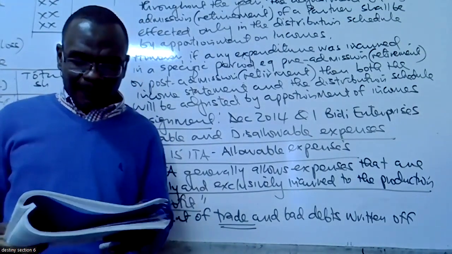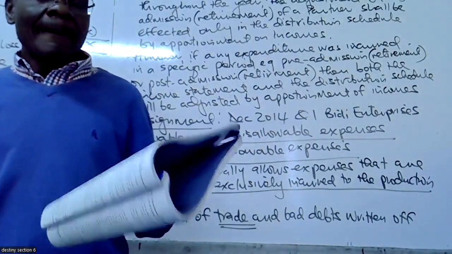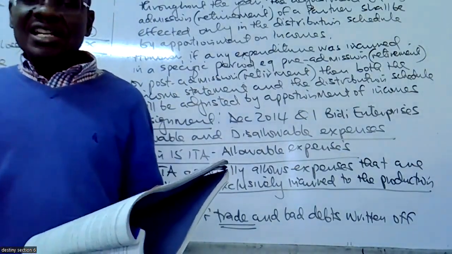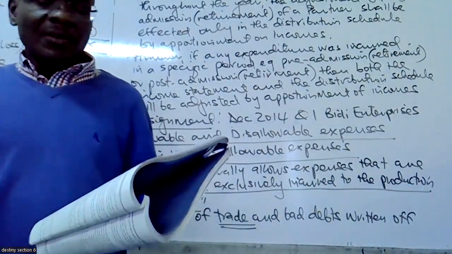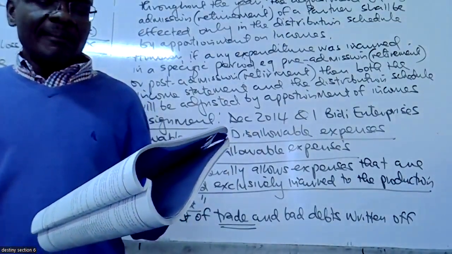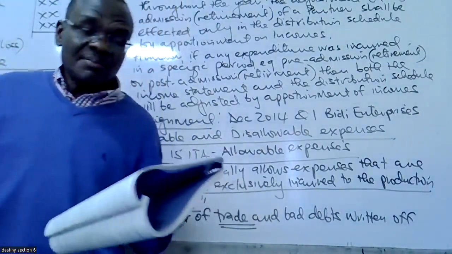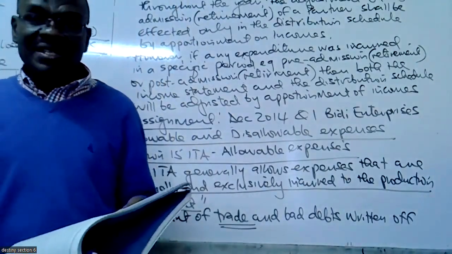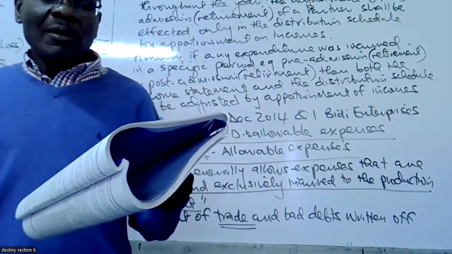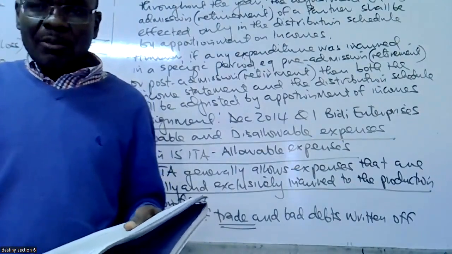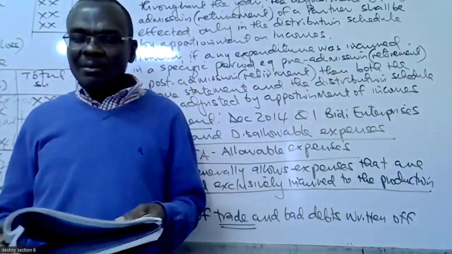Then number 5, pre-trading. Pre-trading expenses incurred before commencement of the business, which would otherwise be allowable if the business were in operation. If the business were running, these expenses would be allowed.